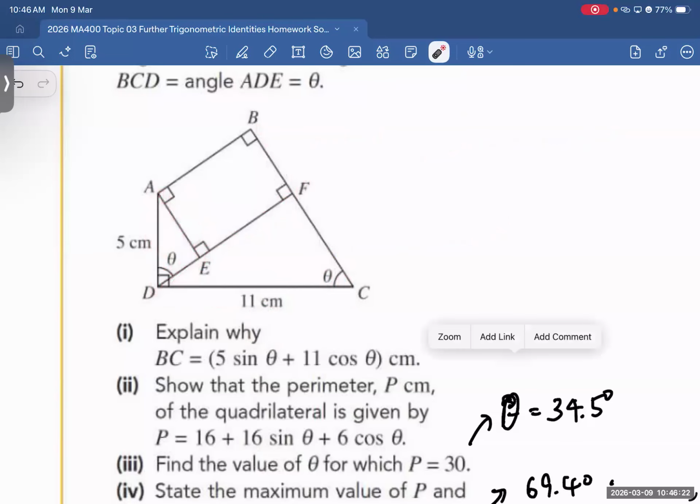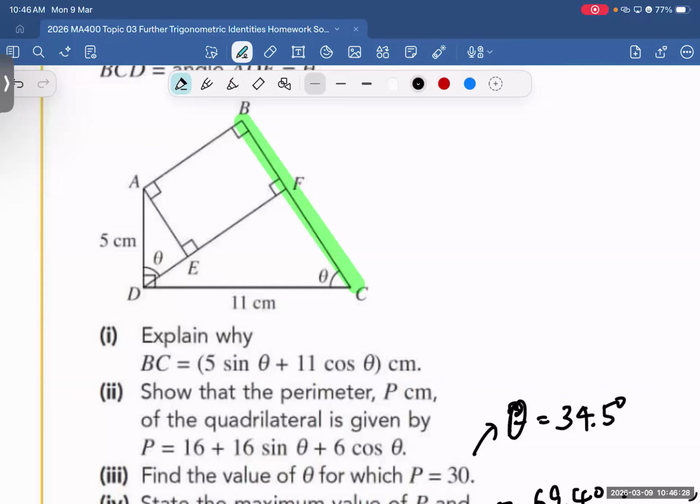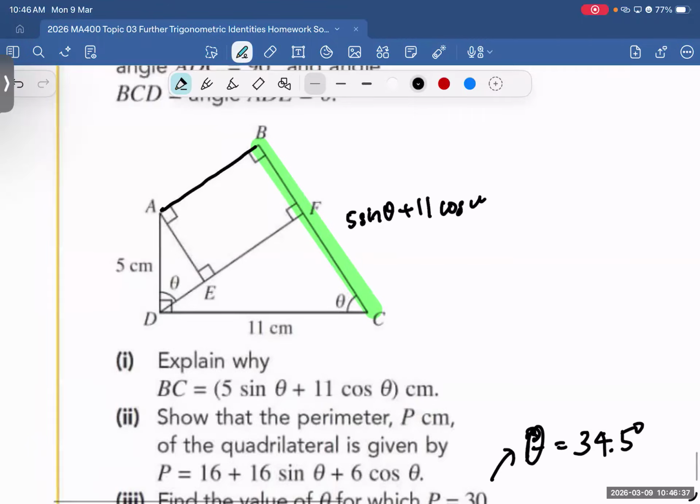And how do I find parameter P? Parameter is found by just taking this. This is 5 sine theta plus 11 cos theta. Now AB is interesting, right? How do I find AB?